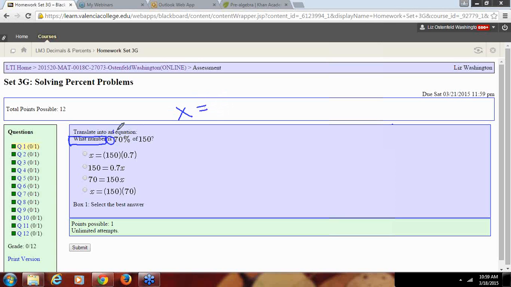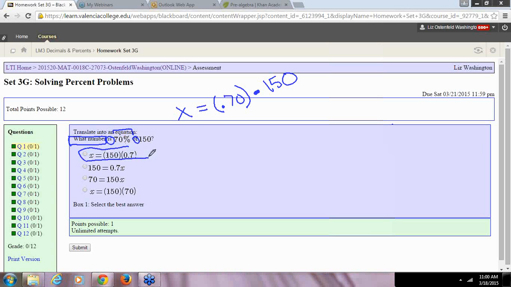Whenever we're plugging percents into an equation, we actually always write it as a decimal. Okay? The word of means to multiply, and then 150. So I got x equals 0.70 times 150. So this would be the same exact answer. It's just written a little differently. They wrote 0.7. I wrote 0.70. They wrote parentheses to show multiplication. I used the dot to show multiplication, but they are equivalent. Any questions about that one?